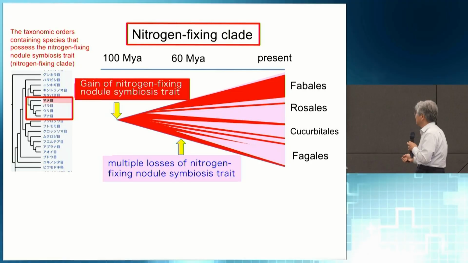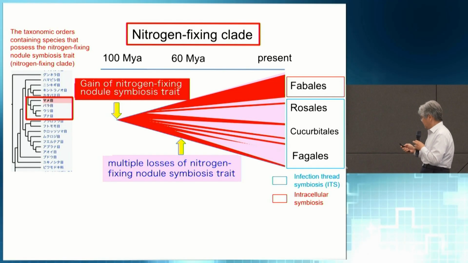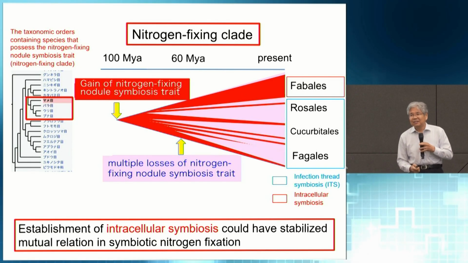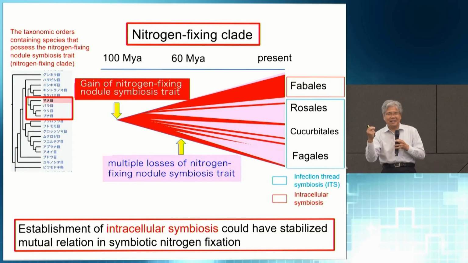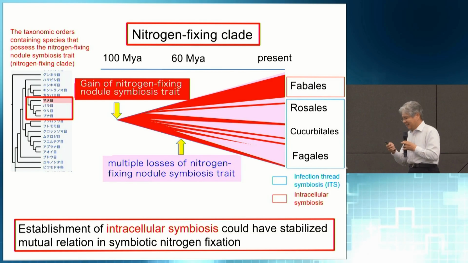So the difference is intercellular or intracellular. So the next step we need to consider is how the legume plant establishes the intracellular symbiosis.